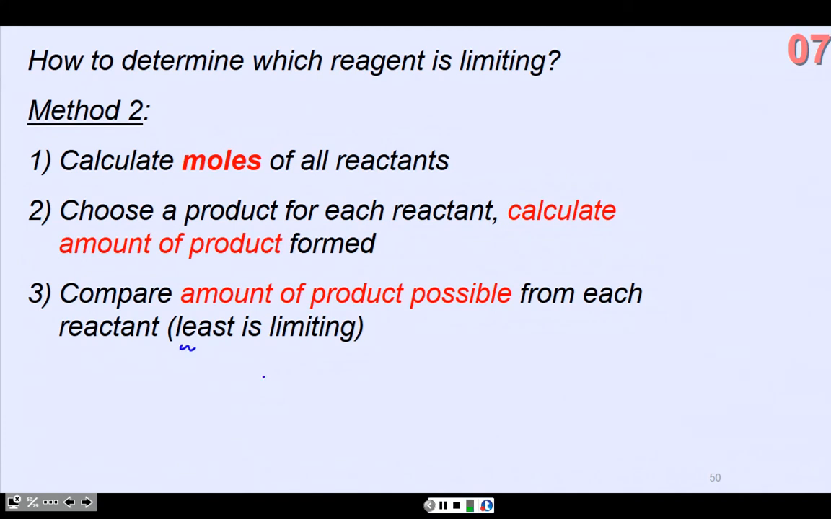Whichever one comes up with the least amount of product, that is your limiting reactant, because limiting means you cannot get more than that because something isn't provided in sufficient quantity. So doing that, let's try an example with those kinds of ideas.